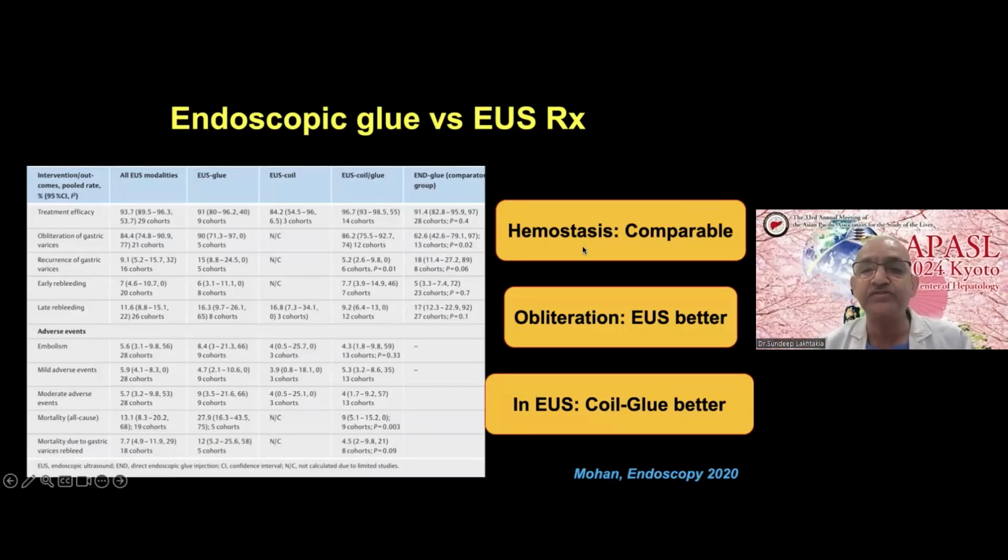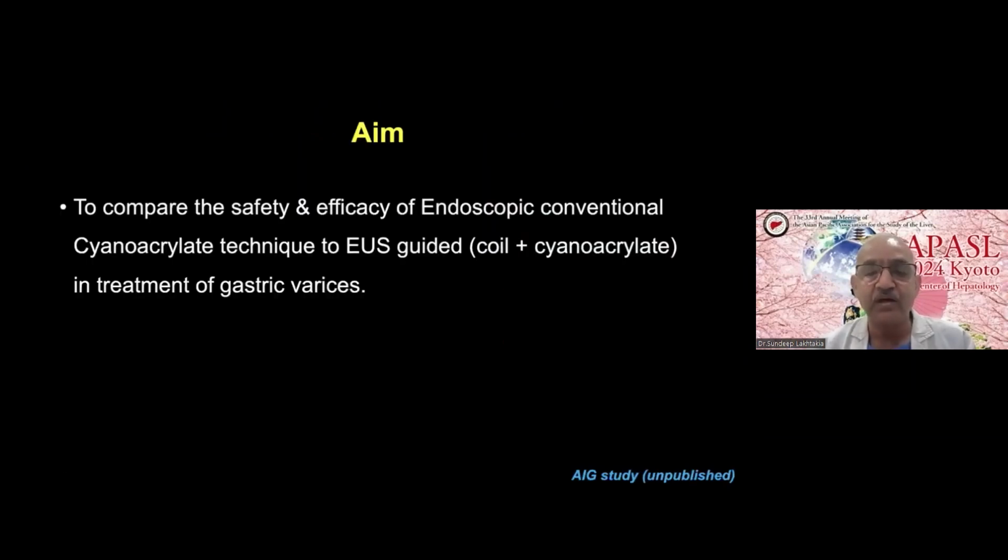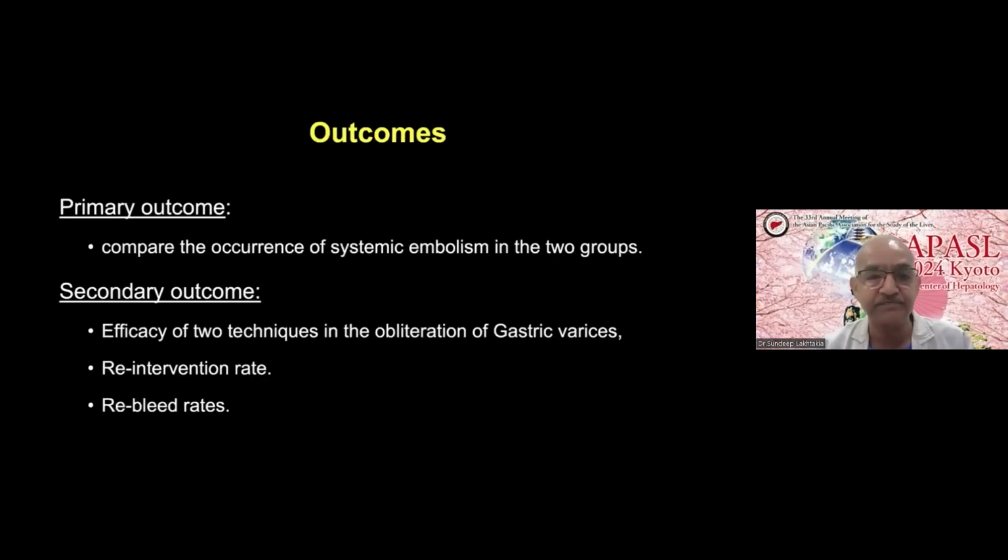So this was a meta-analysis which came some time back using all different modalities for treatment of gastric varices. The hemostasis using any method is almost comparable. For obliteration, EUS is much, much better compared to endoscopic treatment, and coil plus glue was supposed to be the best. We also conducted a randomized controlled trial comparing EUS-guided coil and glue versus conventional endoscopic glue injection. My colleague Rajesh Gupta presented it this morning in one of the forums.